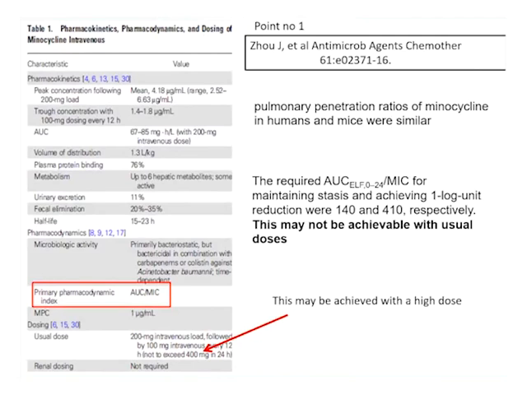And the primary pharmacodynamic index was AUC by MIC. But if you look at the usual dose, it's given 200 followed by 100 BD. This is exactly what we are talking about, not to exceed 400 milligrams in 24 hours.